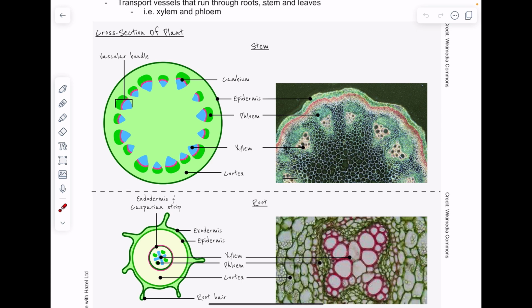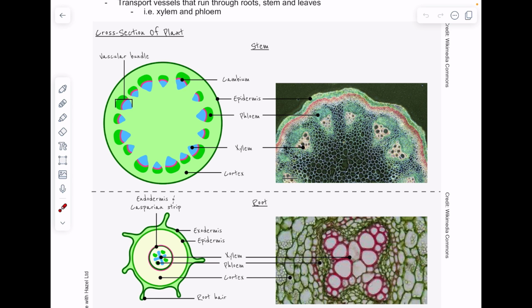Let's take a look at the vascular bundles found within the plant at various organs. So we're taking the stem. Now, as you can see, in terms of the arrangement, you'll find that the xylem sits on the inside versus the phloem, which sits on the outside. Remember, the phloem transports sucrose and amino acids, while the xylem is transporting water and mineral ions. So collectively, these two tissues are known as a vascular bundle.